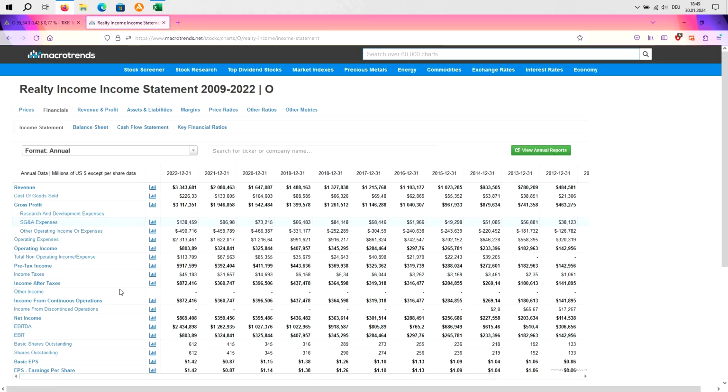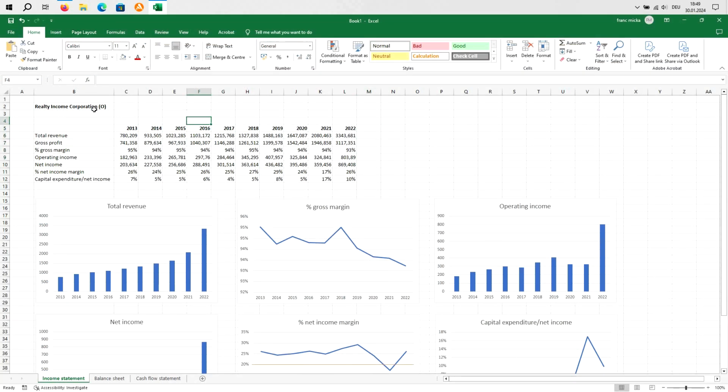Obviously, here we don't need all the data, so I've filtered it into this Excel, as you can see here, and we will go through the most important topics, yeah?